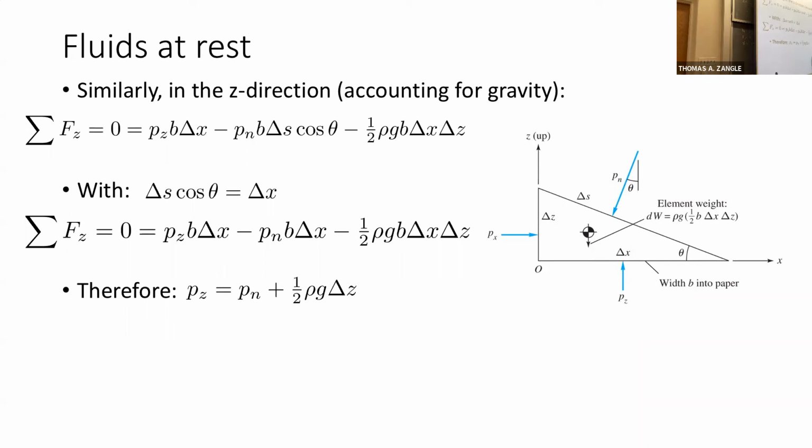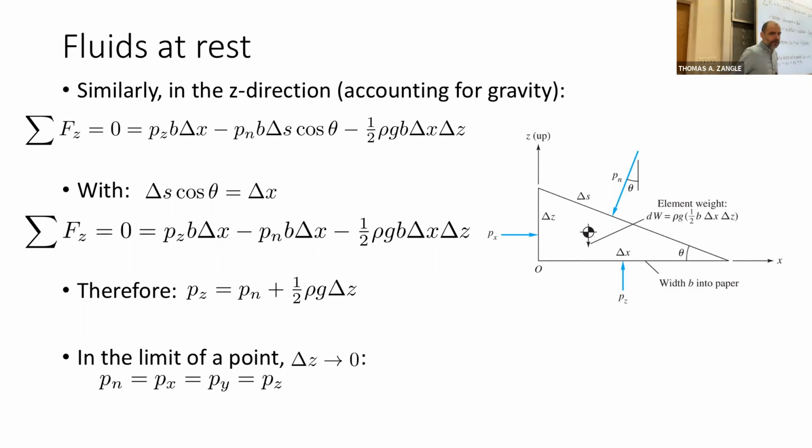But now if we take the limit of this fluid element getting smaller and smaller, if you notice here, there's no delta term in this Pz, but there is a delta z here. So if we take the limit of this fluid element shrinking all the way to just a point in space, right? A tiny, infinitesimally small fluid element, delta z is 0. Then we end up with the result that Pz is equal to Pn, because this would drop out. And therefore we end up with Pn equal to Px equal to Pz. If we did this in y, we would get that it is equal to Py as well.